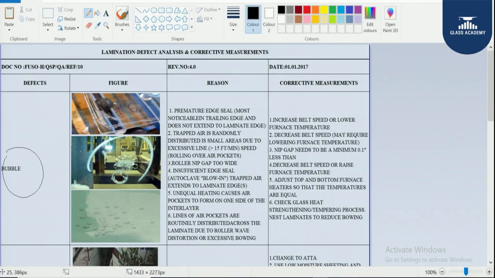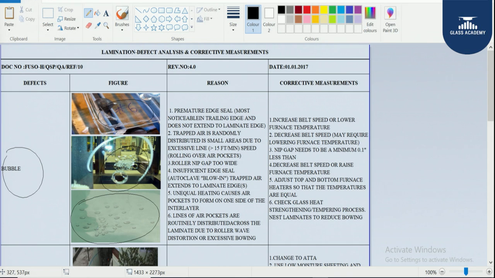Now let us understand the defects that can arise in the lamination process. The general common defect is bubbles. You can see in the figure the glass has got bubbles, whether they are edge bubbles, hole bubbles, or bubbles on the surface of the glass.